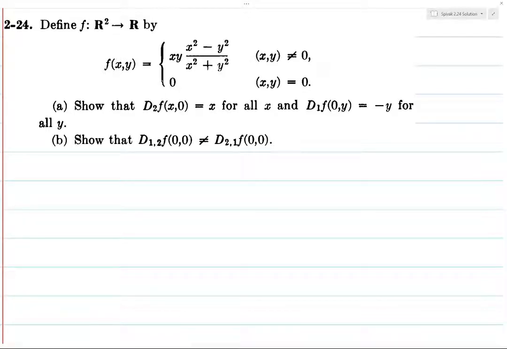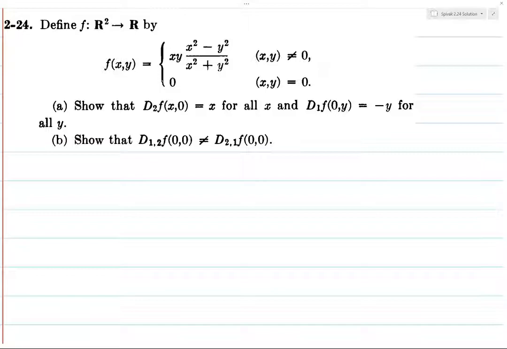Alright, have you ever wanted an example of a function where you take the derivative with respect to x and then with respect to y, versus y then x, and when you evaluate at a point you don't end up with the same thing? Well, here's an example. So let's jump right in.